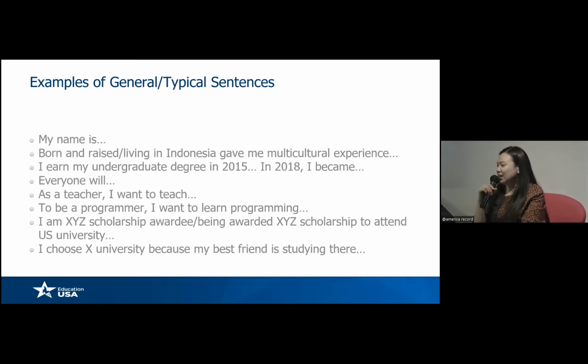All right. "I choose X university because my best friend is studying there." The problem with this is that it sounds like you are not there to study. It just sounds like you want to go there because your friend is there and it's your comfort zone and everything, which is not that competitive if we compare it with someone who writes, "I want to go to this university for this program because the laboratory is really advanced and it has all of the things that I need to do this and that research." Who will you pick? Of course, the latter, right?